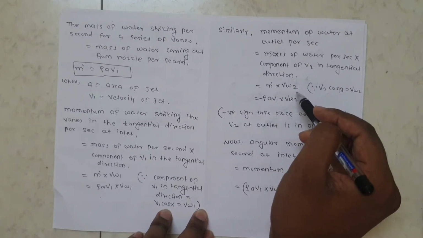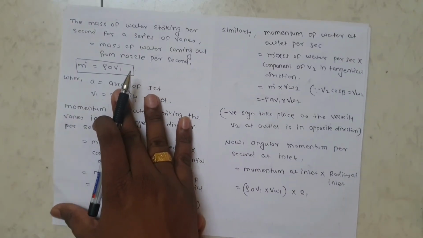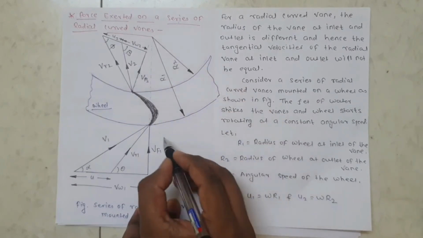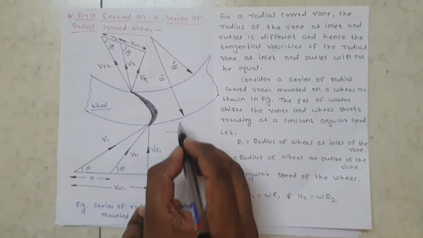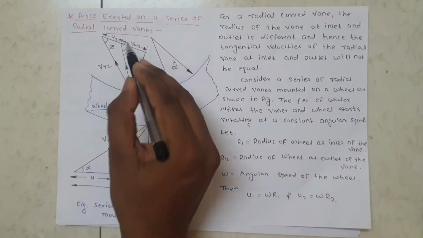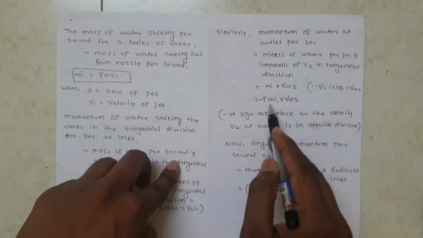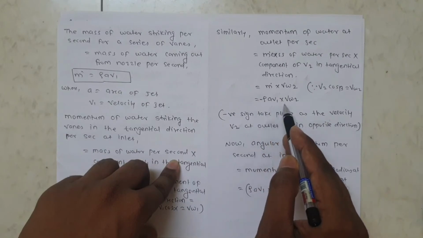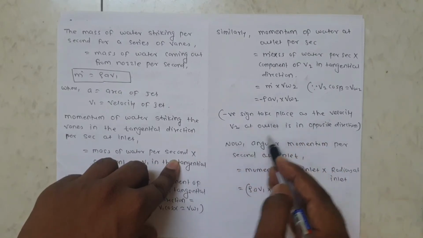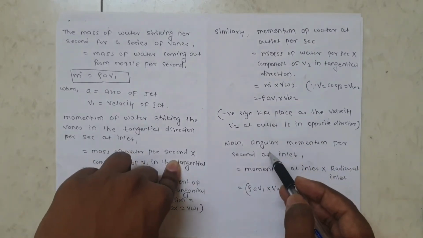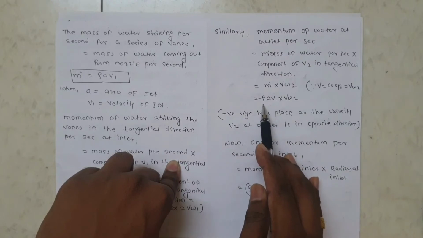But the direction of vw2 is opposite to the direction of the blade. The blade is moving in this direction and vw2 is in this direction. It is opposite to the direction of motion of the blade. So we are taking vw2 as negative, that's why minus rho a v1 into vw2. The negative sign is used because the velocity at outlet is in the opposite direction of blade motion.